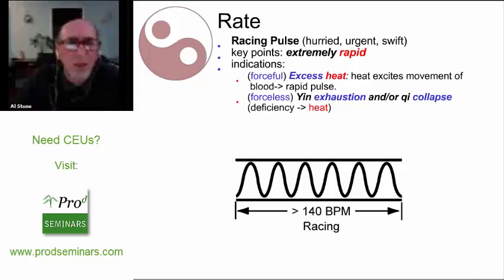Excess heat is forceful, deficiency heat is forceless or thin. When it's rapid to the point where it's over 140 beats per minute, we're looking at yin exhaustion or collapse. Those are real close to the end of the line. This might be something you find more often in a hospice or an ER or even a hospital. I've felt rapid pulses, and they were closer to the end than they were at the beginning, that's for sure.